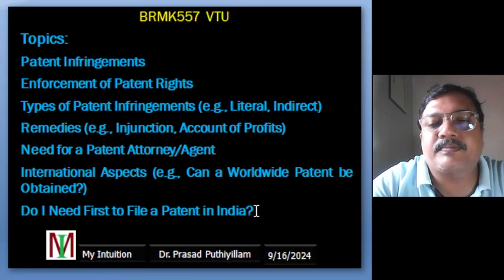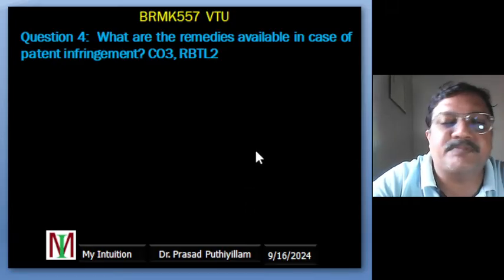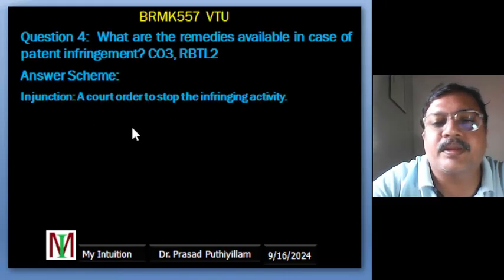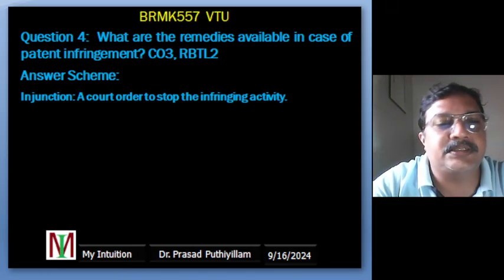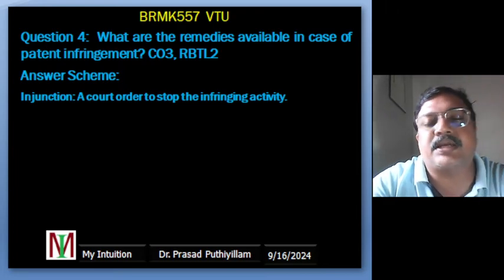Okay, now the question which I framed is: what are the remedies available in case of patent infringement? It's connected to course outcome 3 with a revised Bloom's taxonomy level of 2. So first point, that is injunction. A court orders to stop the infringing activity.